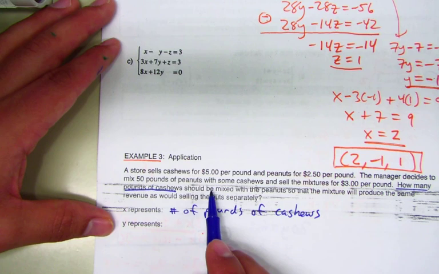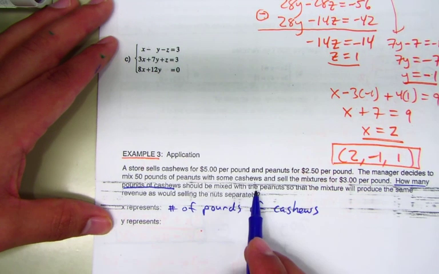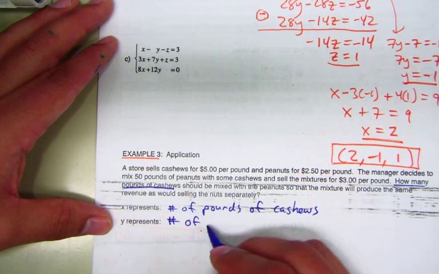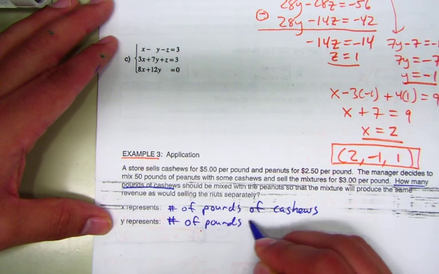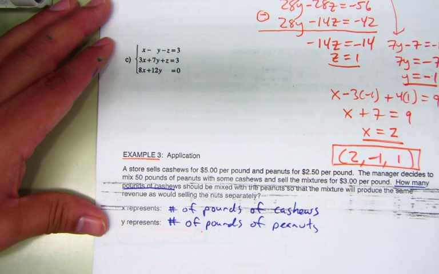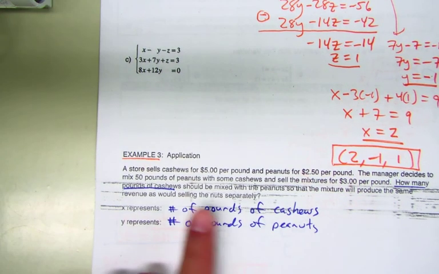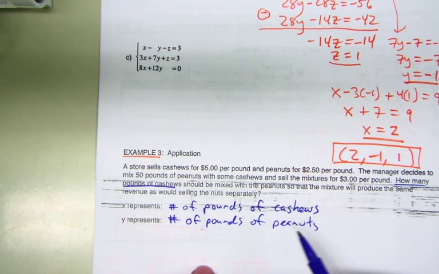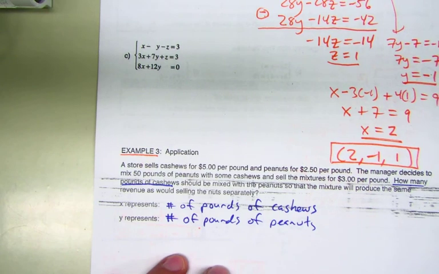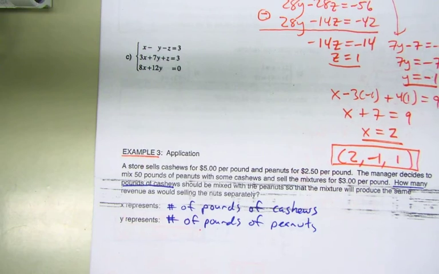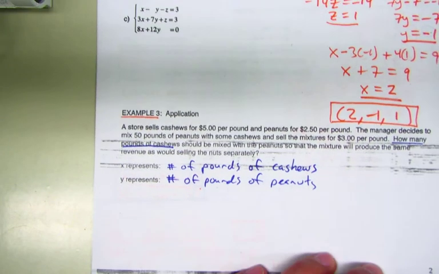And we're mixing that with, so we want to know how many pounds of cashews and how many pounds of peanuts, right? So that's what x and y are going to represent. And then from the information that's in the problem, we should be able to write 2 equations then, and that should help us figure out how many of each we should have. Okay? Can someone tell me one equation?